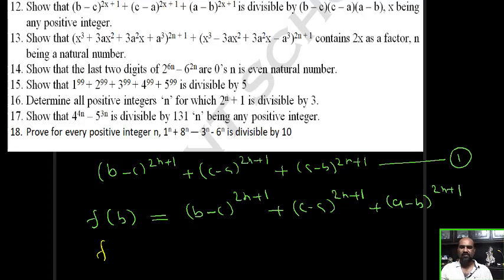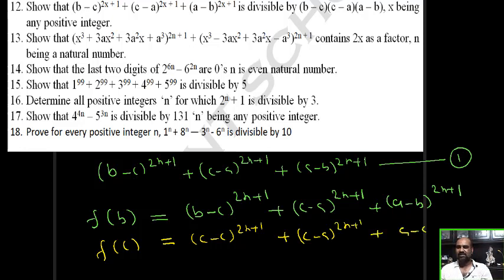Just to find f of c. So instead of b you want to write c, that's all. (c minus c) whole power 2x plus 1. Instead of b you write c, there is no b elsewhere. Plus, instead of b I will write c, that is (a minus c) whole power 2x plus 1. Actually the first term is 0 only, plus (c minus a) whole power 2x plus 1.